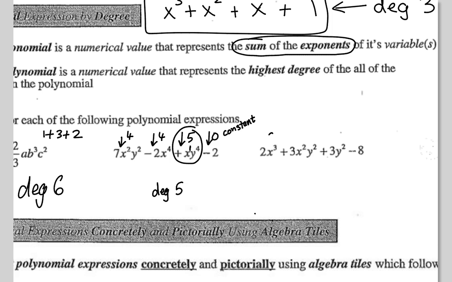So this one is degree 3, this one's degree 4, this one's degree 2. So the highest one was 4, so the whole polynomial is just degree 4. You just got to scan the powers. Okay. And that's just a definition for degree.